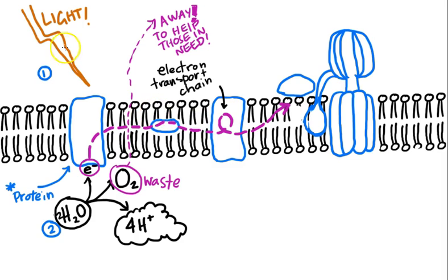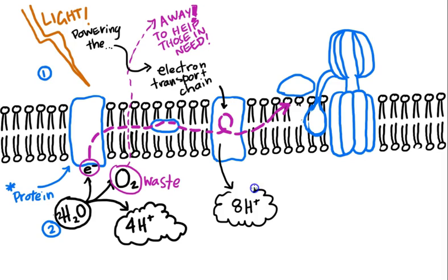Now, the electron wouldn't have done this unless it was given some energy, and that's what the light is for. So the light is powering the electron transport chain. So why is it doing this? Well, while it goes through this, we're also producing more reactions. At this point, we have eight. At this point, we have 12. We've got a whole bunch of byproducts.